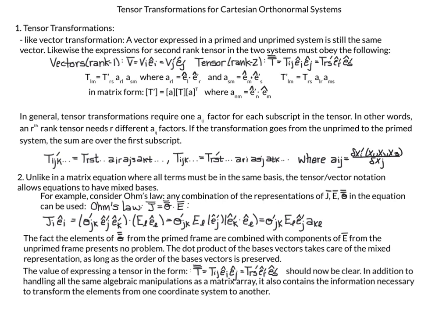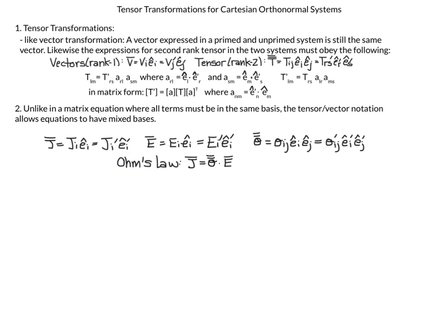Let's look at Ohm's law as an example, but we'll start with a fresh page so we have more space. So I've cleared out some space. Here are my general notes about tensors, and then our statement. Here I've written J, our J vector, in our unprimed bases, and then I wrote it again in our primed bases. E also has a representation in our unprimed bases and in our primed bases, and then our conductivity tensor has a representation in our unprimed bases and also in our primed bases.